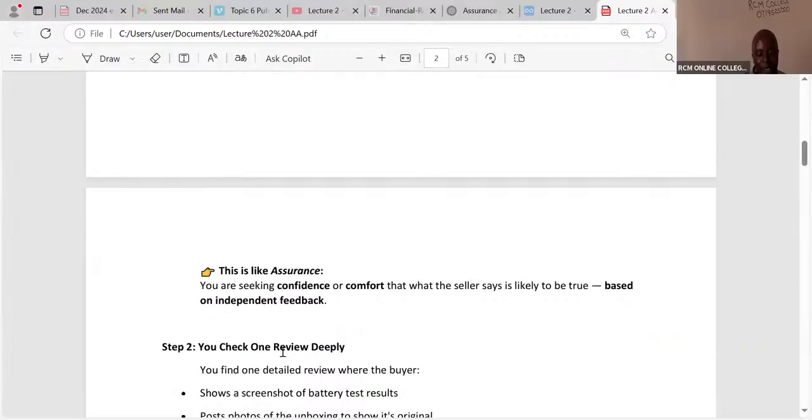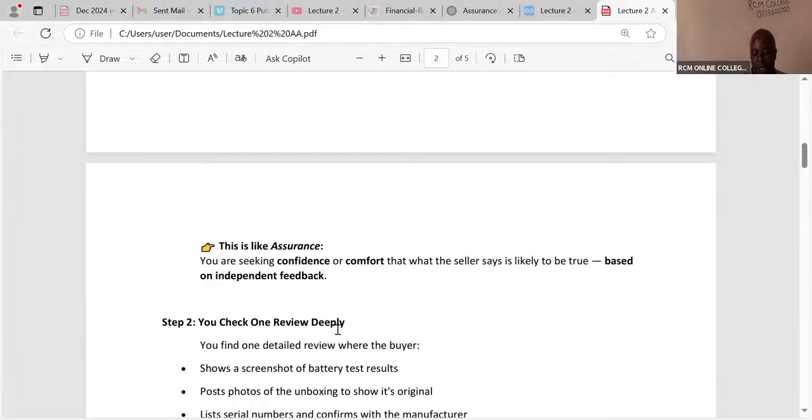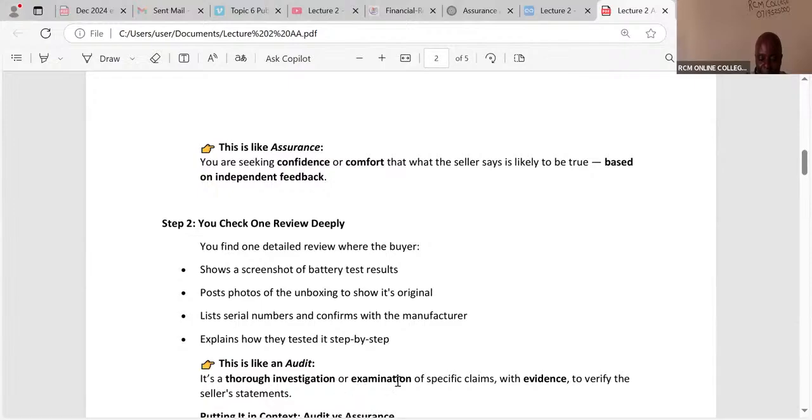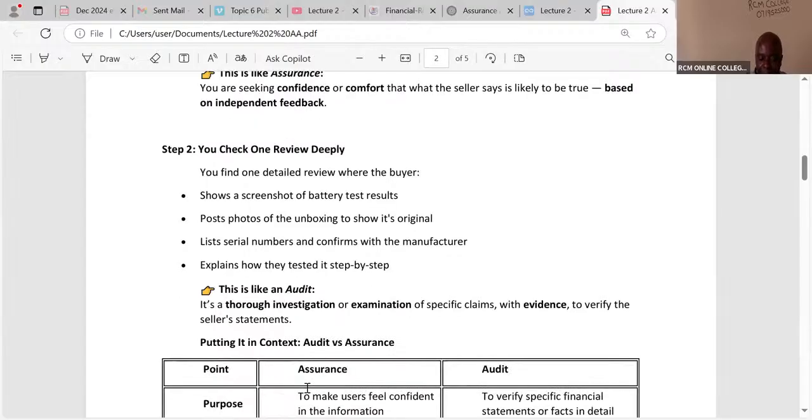Step number two, you now check one review deeply. You find one detailed review where the buyer shows a screenshot, posts photos of the unboxing to show it's original, lists serial numbers and confirms with the manufacturer, explains how they tested it step by step. This is like an audit. It's a thorough investigation or examination of specific claims with evidence to verify the seller's statements.